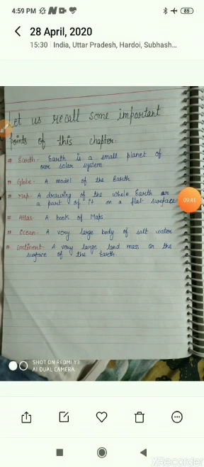Okay. Now we will recall some important points of this chapter. First is Earth. What is Earth? Earth is a small planet of our solar system. Globe, a model of the earth. Map, a drawing of the whole earth or a part of it on a flat surface. Atlas, I told you, a book of maps. Ocean, a very large body of salt water. Continent, a large land mass on the surface of the earth.